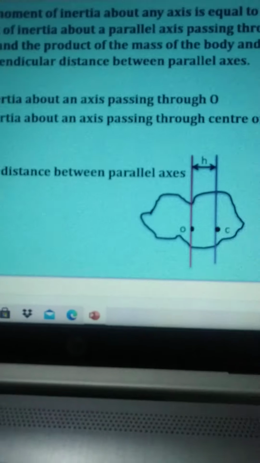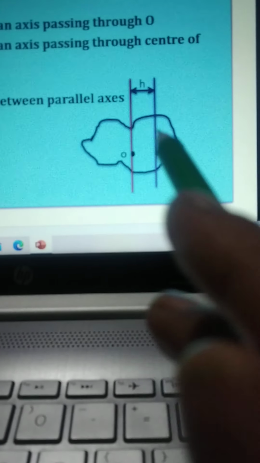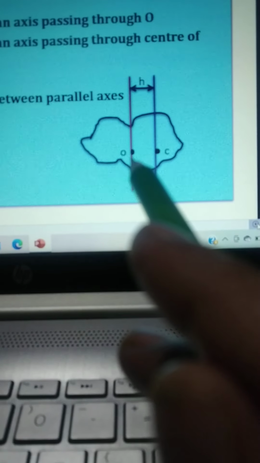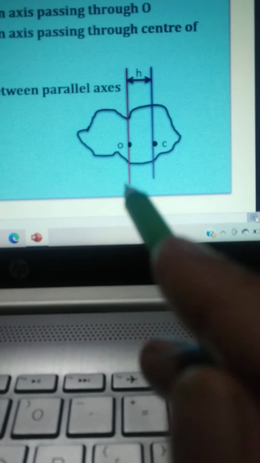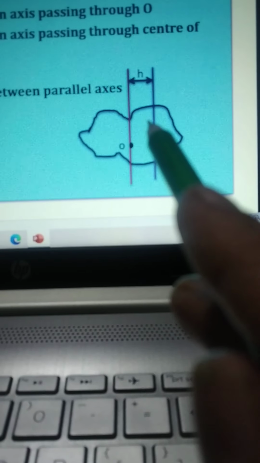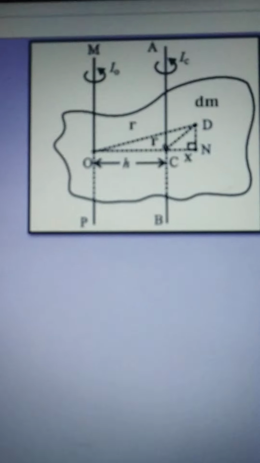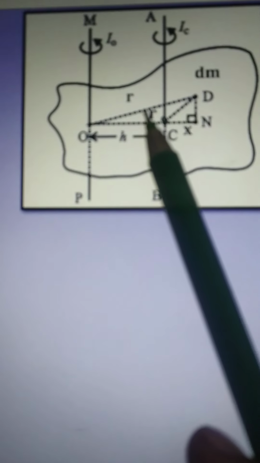Okay, let us see the first figure. Here is a rigid body of any shape, and points C and O represent the parallel rotational axes. One passes through the center and the other passes through point O. The distance between these two points is denoted by H. Now we prove the parallel axis theorem: I naught is equal to IC plus MH square.